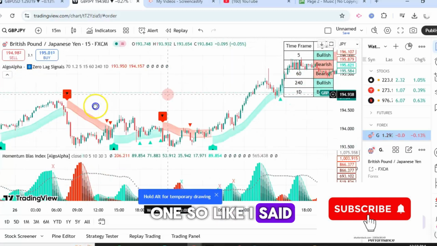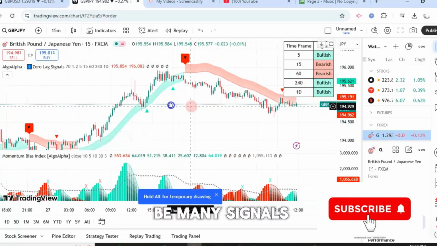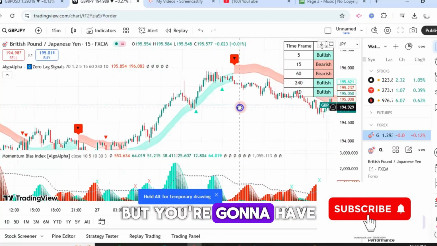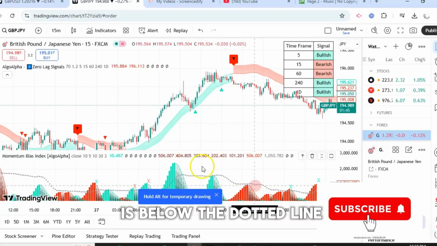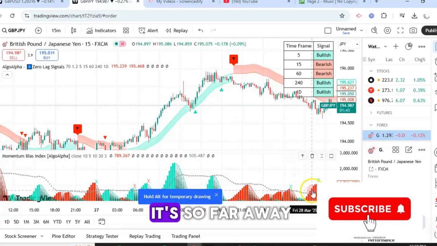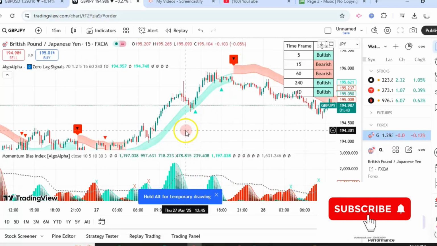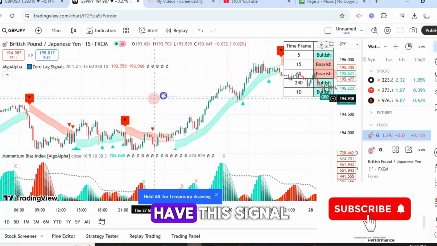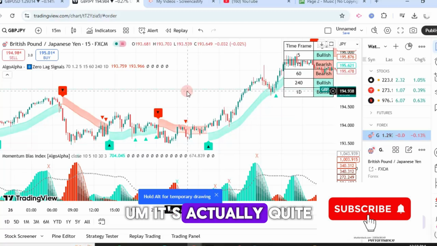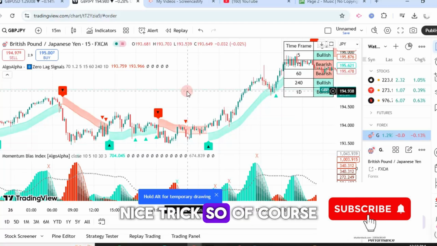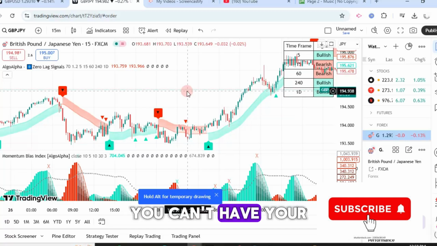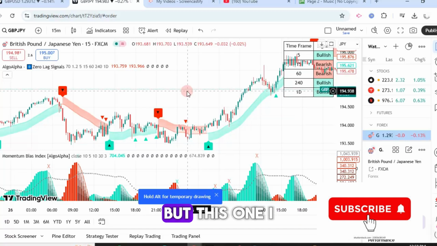Like I said, it's not going to be many signals, but when you find it, this one I won't enter now because this is below the dotted line, and I can't just be entering it because it's so far away from entry. Anytime I have this signal, it's quite a very good, nice trade. Of course you can't have a 100% win rate for any strategy, but this one I guarantee can give you a 90 to 95% win rate.